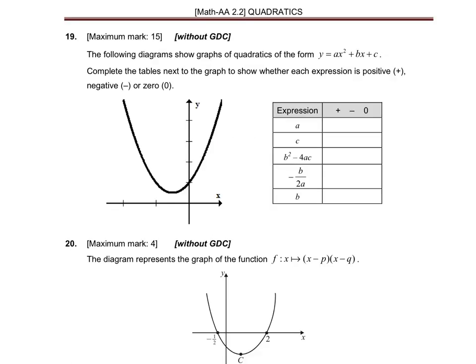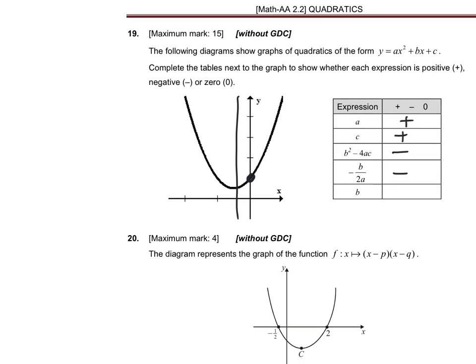For 19, the following diagrams show graphs of quadratics in that form. Complete the tables next to the graph to show whether the expression is positive, negative, or 0. So in this case, a is opening upward, so it's positive. c is the y-intercept here, so that's also positive. The b squared minus 4ac is the discriminant. It shows how many x-intercepts there are. There aren't any, so that means it's less than 0. Negative b over 2a is the axis of symmetry, which is clearly on the negative x-axis side. So that's going to be negative.